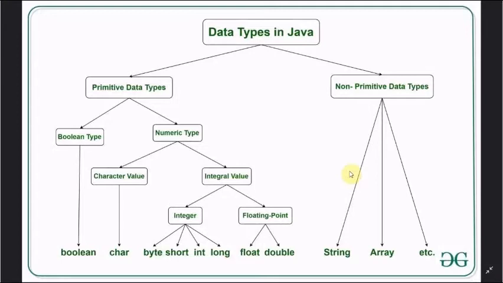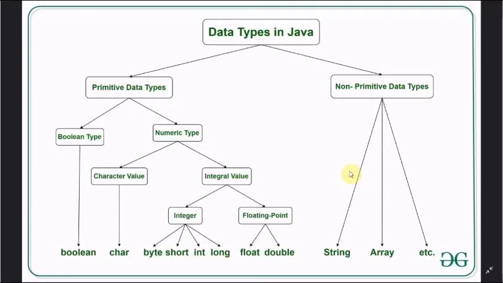Integral value can be of two types, integer and floating point. Integer, there are four examples: byte, short, int, long. A byte is 1 byte in size in Java. Description is that it stores whole numbers from -128 to 127. A short is of size 2 bytes. It stores whole numbers from -32,000 to +32,000. Integer is of size 4 bytes and stores whole numbers from -2.1 billion to 2.1 billion.